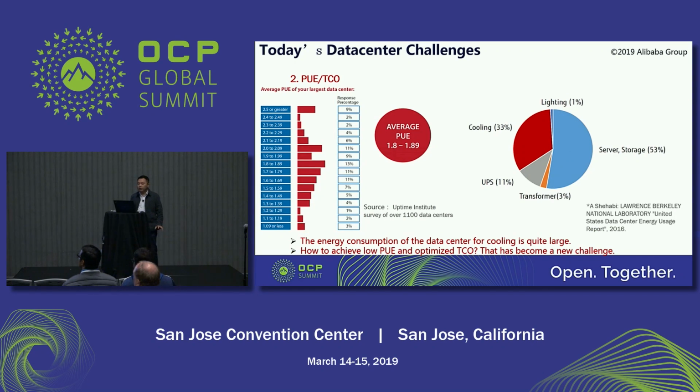As can be seen from the left picture, the Uptime Institute's survey reports a wide range of PUE, 1.8 more or less. Only 6% of the respondents claim a PUE less than 1.3. Not every company can build a data center like that. The right picture shows that about 33% of power is used for cooling in a traditional air cooling data center. We all know the formula to calculate the PUE. How to achieve low PUE and optimize the TCO has become a new challenge.